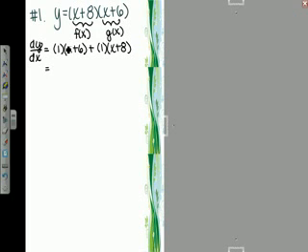Okay, and then when I go ahead and simplify, 1 times that quantity is just itself, x plus 6, plus x plus 8. So when I go ahead and work it out, I end up getting 2x plus 14. And that is our derivative.